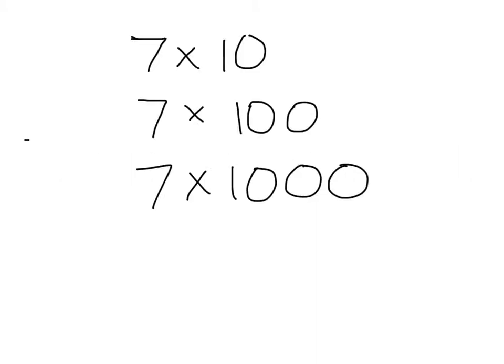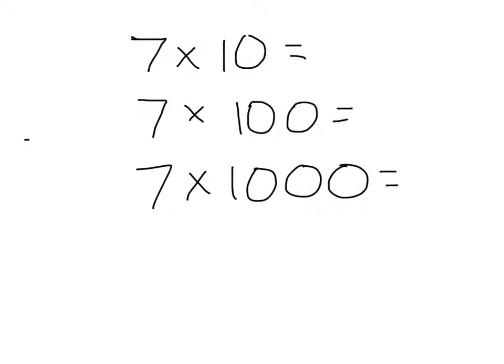Within this lesson, we're going to learn how to multiply by 10, 100, or 1000. Here we're starting with the same factor of 7, and we're going to see what happens when we multiply it by 10, we multiply it by 100, or we multiply it by 1000.